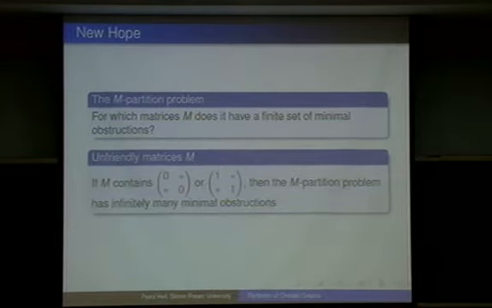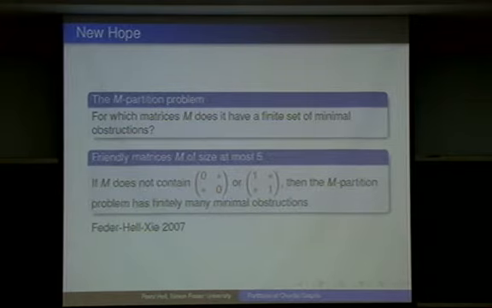So I'm in region 3 now. It turns out that if your matrix has 2 diagonal zeros with the corresponding entries asterisk, or 2 diagonal ones with the corresponding asterisk, then the problem has infinitely many minimal obstructions. You can think of non-bipartiteness. We actually use high girth and high chromatic number to construct these infinitely many obstructions. So we call those matrices unfriendly, and we would like to know whether friendly matrices have finitely many minimal obstructions.